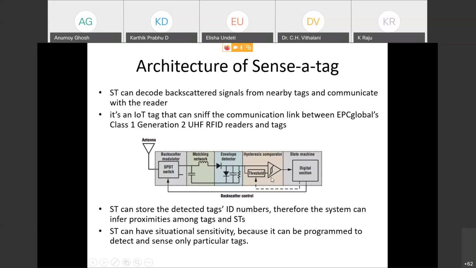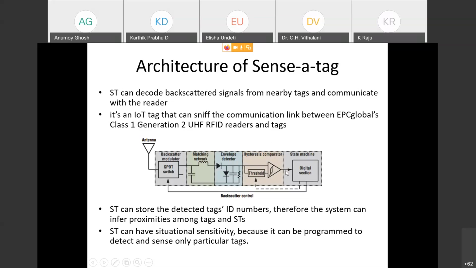The hysteresis comparator is a simple op-amp comparator. The threshold is 10 meters. This is 5 meters. So it can say it is detecting that it has come to a close level, and then it will go to the digital section, the state machine.